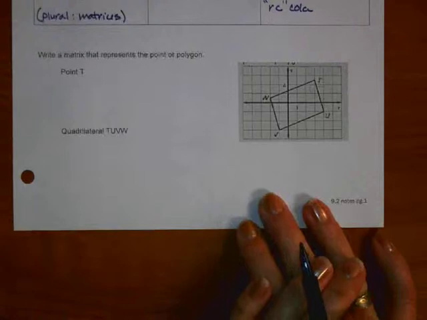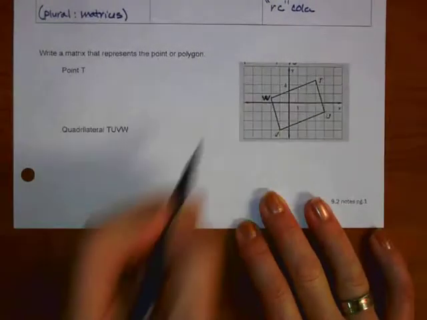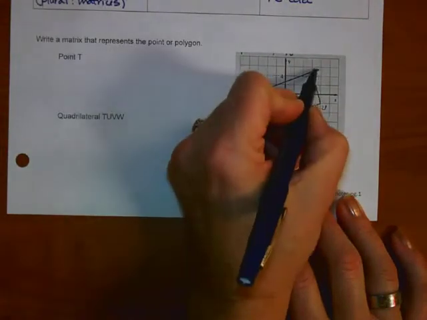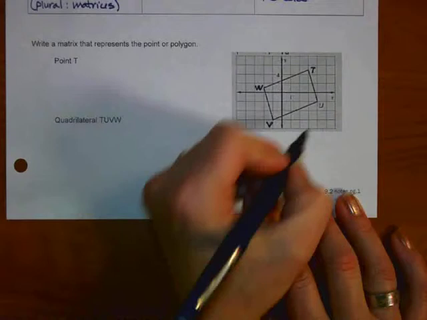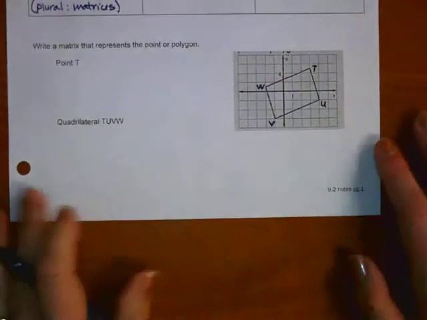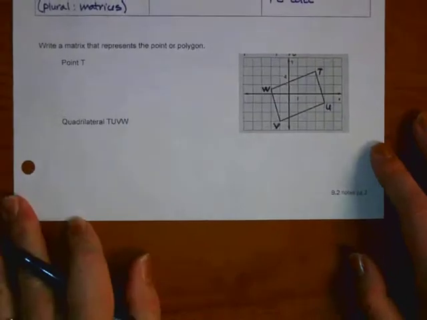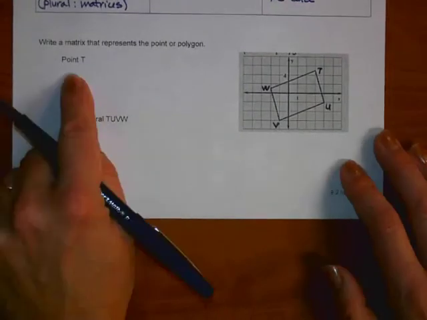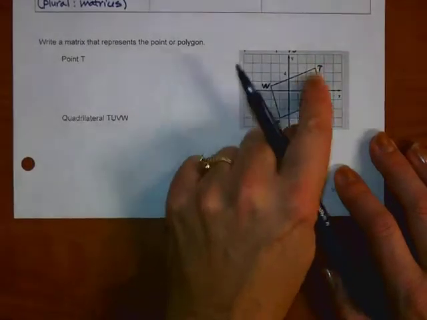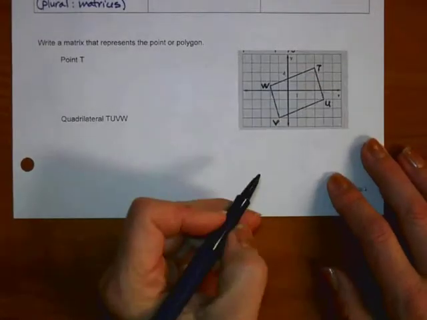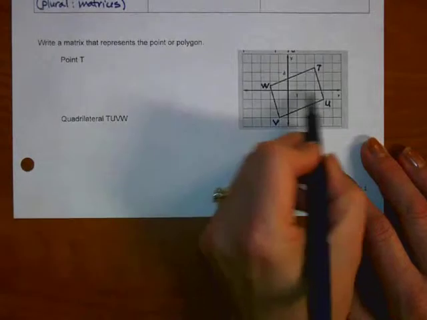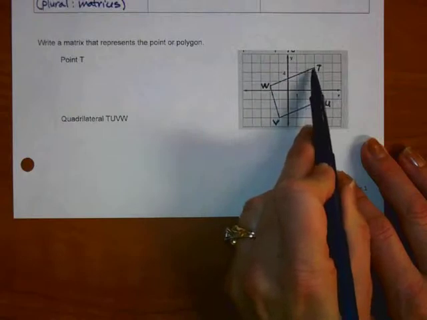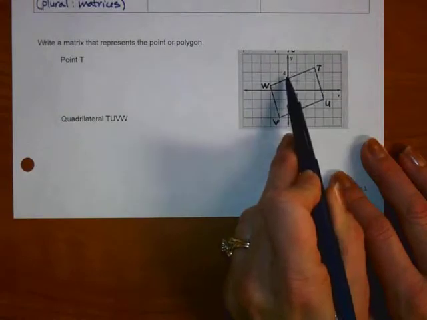Before I copied this, I was going to make sure it had clear letters, but it doesn't. That's a W. That's a V. That's a T. And that's a U. Okay, so write a matrix that represents the point or the polygon. So first of all, we're going to write a matrix that represents the coordinates here. What are the coordinates of T? Over 3, up what? It's tricky. 2.5. No, be careful. What? Notice that right there. So this is 5.